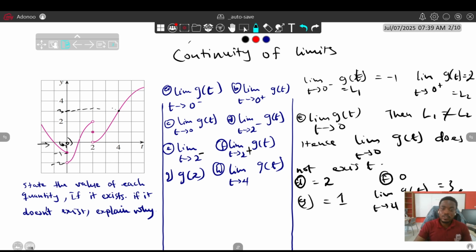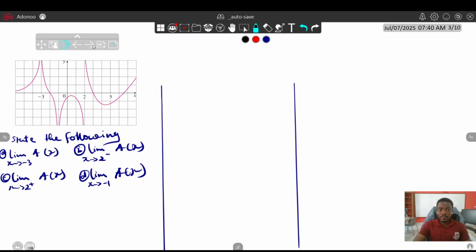Alright, let's look at one more and then we can move on to something else. This is a similar question as the previous one, okay? Again, if you want to try this out, you can pause the video and try it out yourself. But then let's see how this goes. So this one says we should find the limit of the function a of x as x approaches negative 3. Okay, so we have negative 3 here.